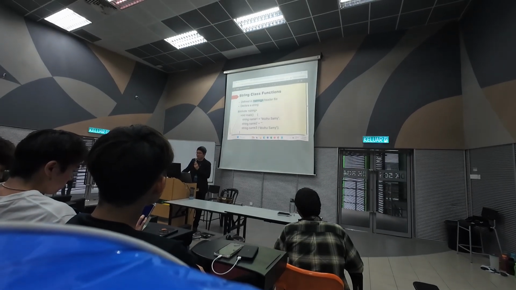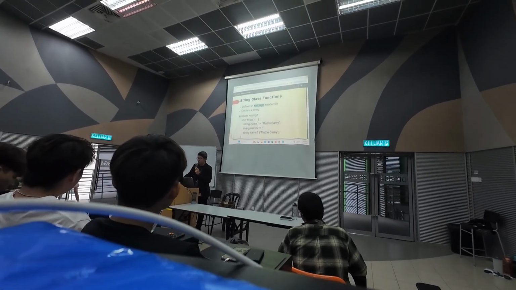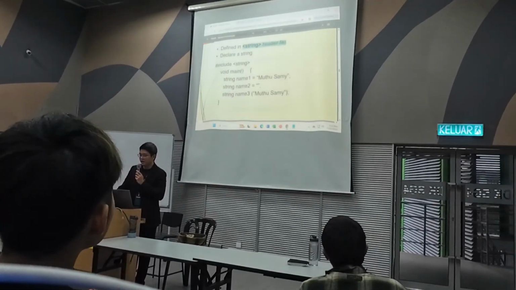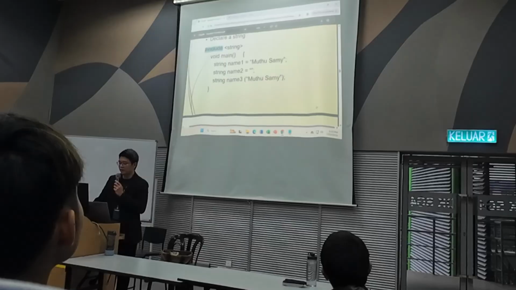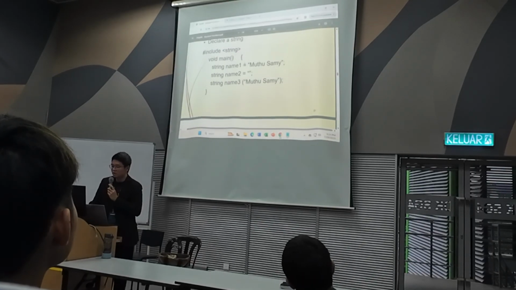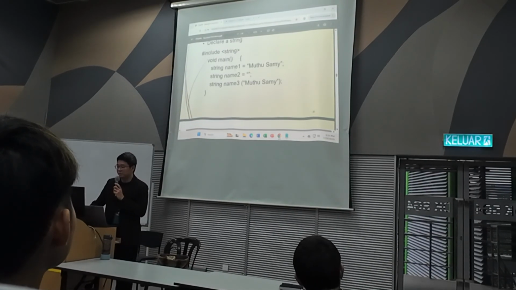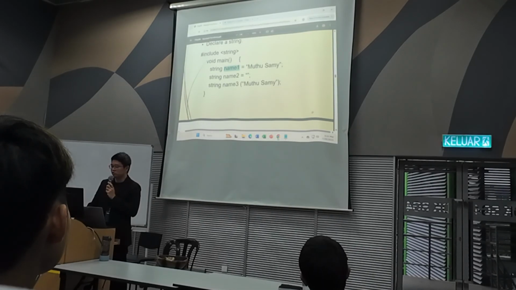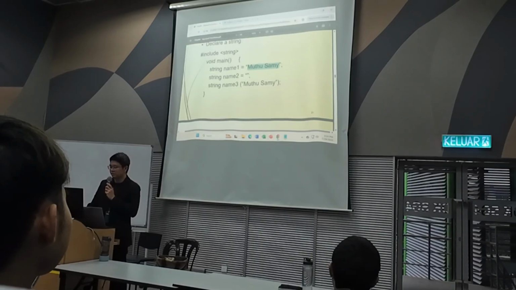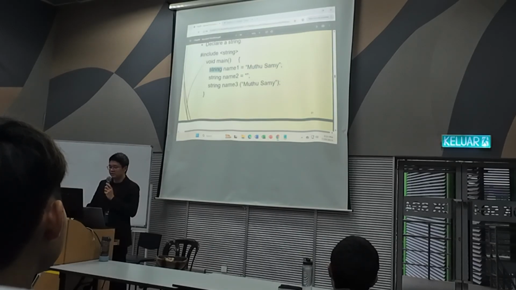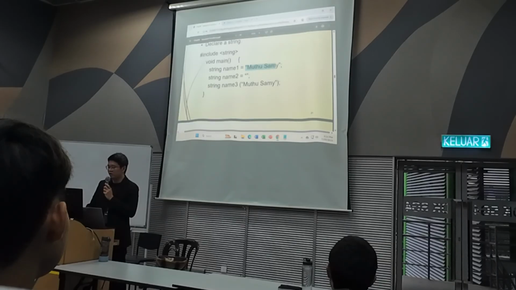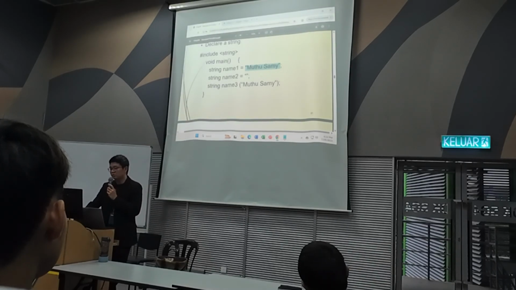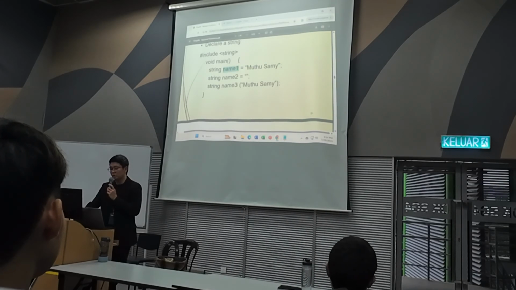I believe you already used this before, the string. When you want to declare the string class, you have to use this string header file, just like this: include and then string. And this is how you declare your string variables. String name1 equals to this, then a semicolon. When you're using string, you use a pair of double quotes to assign your value into this name1 here.